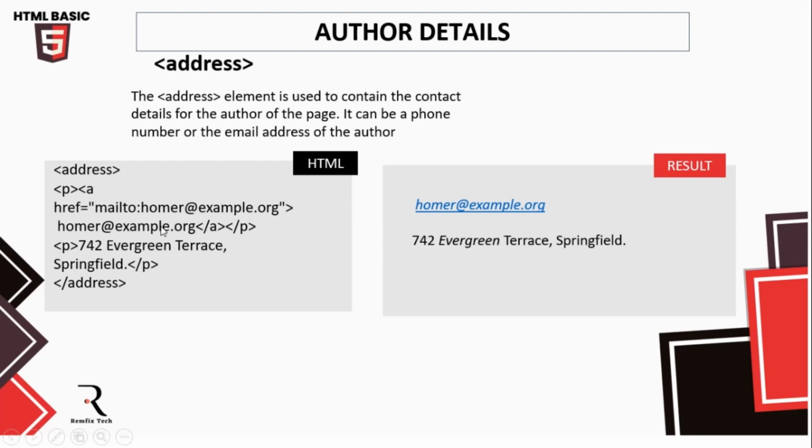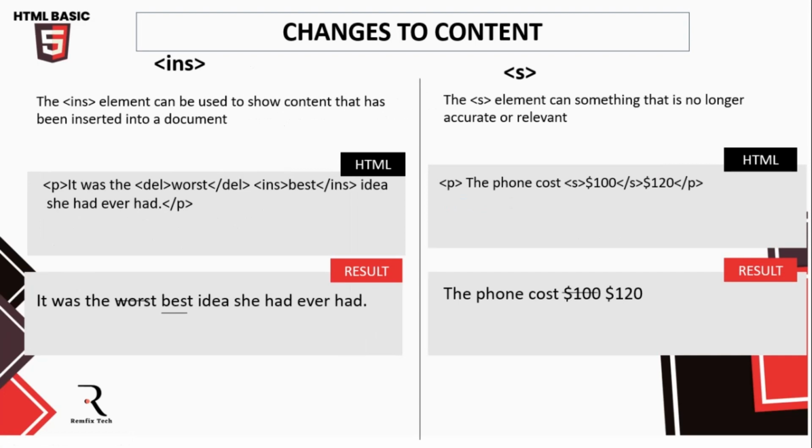So that's the link, and you observe that both this email address and this particular location are in italics, because of the effect of adding an address tag in between them. So that's an example of author's details. So also we have text formatting tools that are used to change content. Probably you're writing a particular content and you made a mistake. You can't backspace, you can just stroke it out to show that there's a mistake.